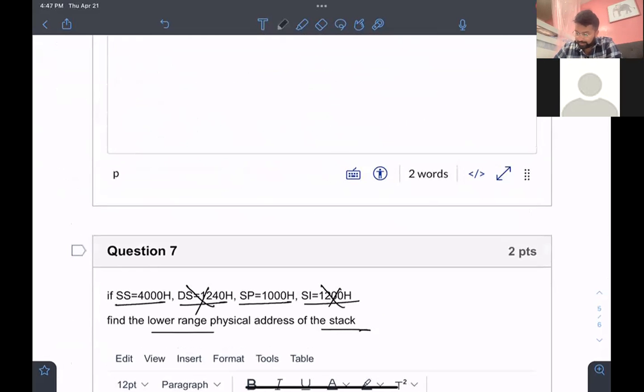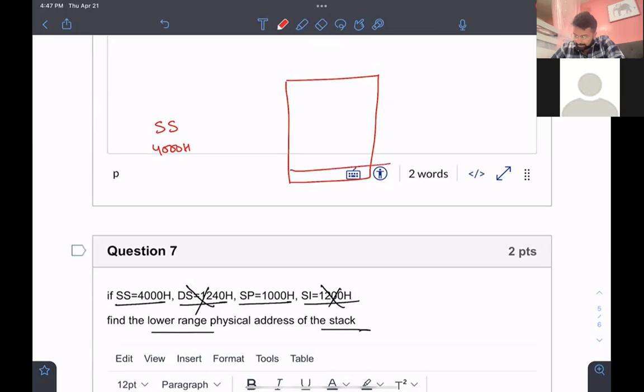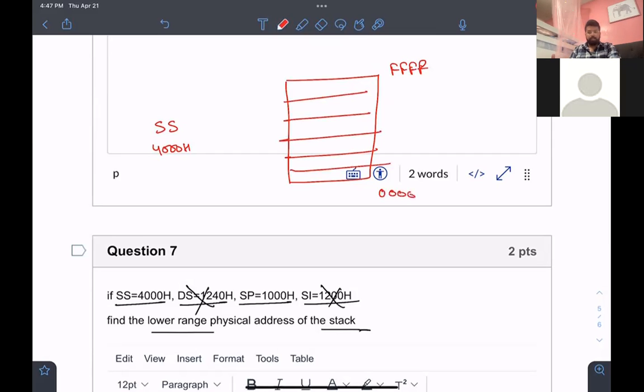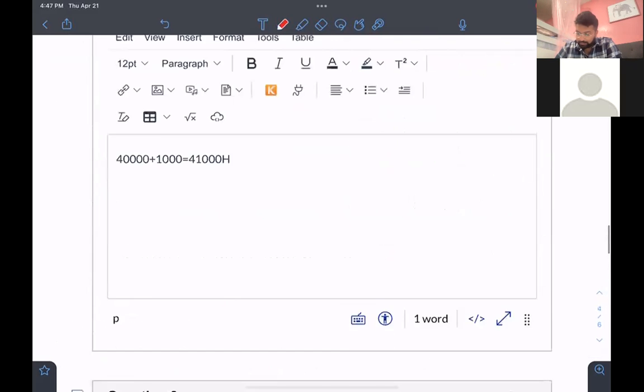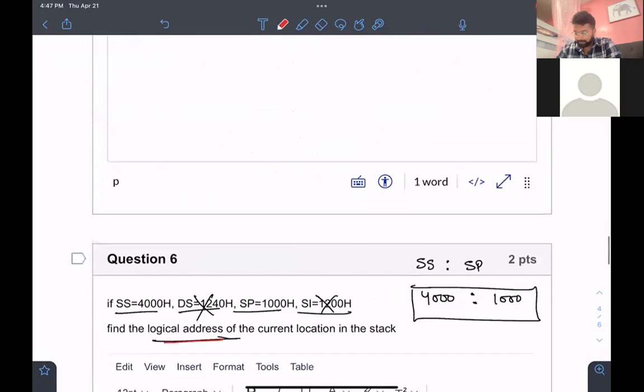And remember, we talked earlier, if this is the stack segment and it has this 4,000 block, then it has different memory locations in it. The topmost memory location is always FFFF, and the bottom one is 0000. All right. So it's looking for the lower range of the physical address. Remember, not the logical address. It's looking for the physical address, if that makes sense.